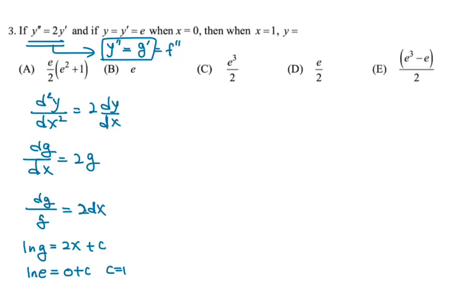So here we get ln of g is equal to 2x plus 1. That means what is g equal to? g is equal to e to the 2x plus 1. But notice g is not y but y prime, as you can see here. Then we need to integrate it one more time. Then what's going to be happening?